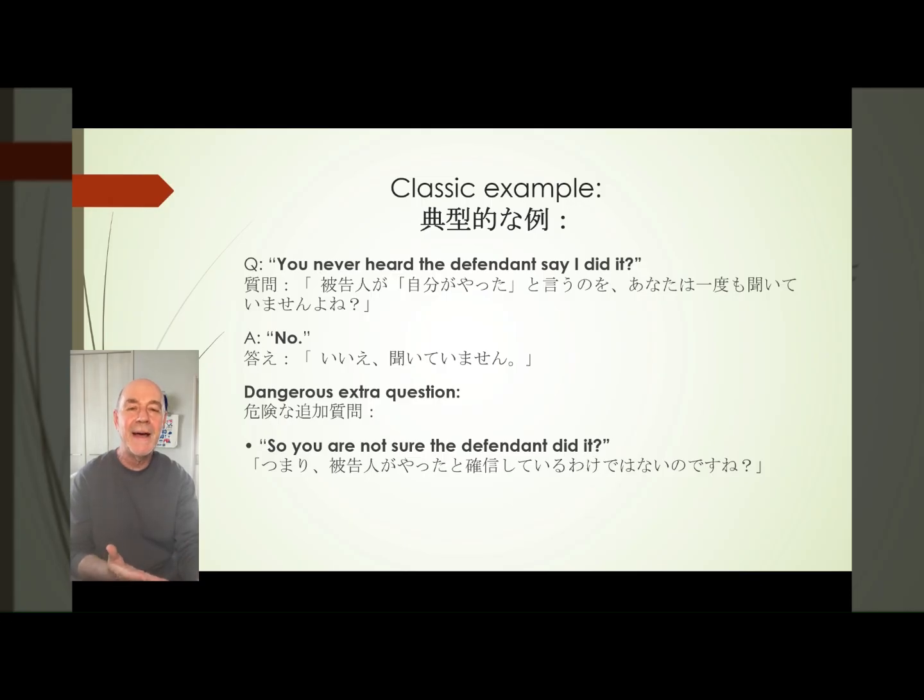But then what will often end up happening is that the witness will just say, no, I'm completely sure that this guy did it. I'm positive. So instead of that, you just say, you never heard him say that he did it, correct? No, I never heard that. And then you stop, because later you can argue to the judge or to the jury, he's not sure that the defendant did it because he never heard it. But if you ask the question, then more often than not, the witness will not give you the answer you want and actually ruin the point that you're trying to make.